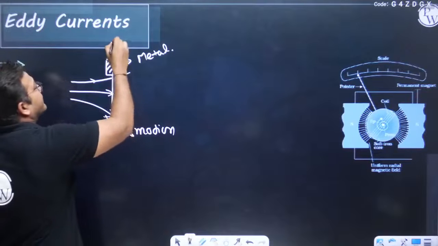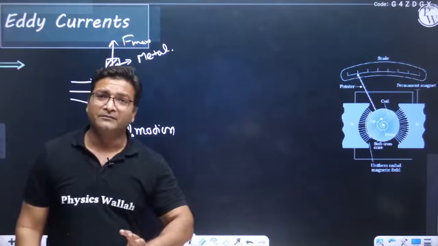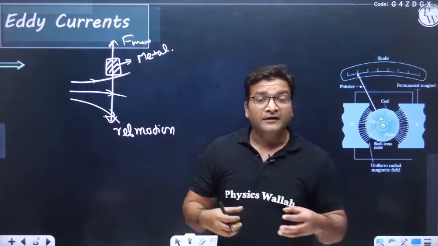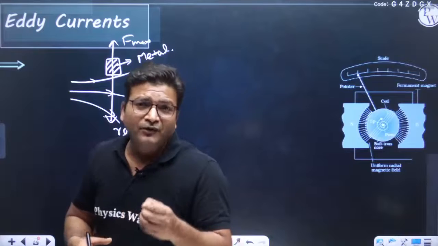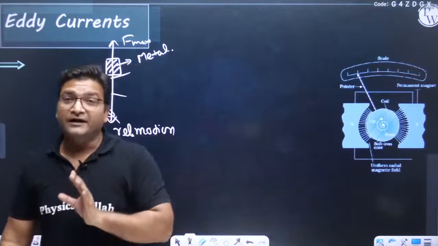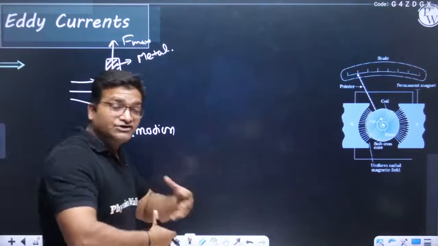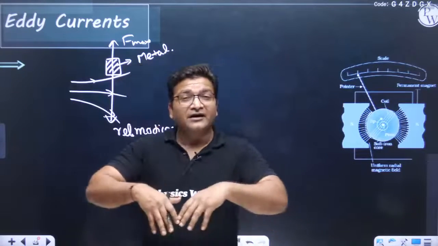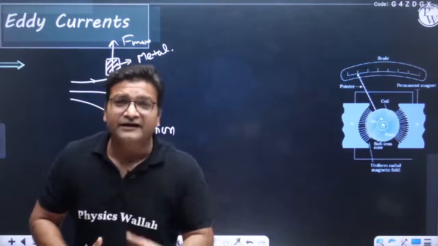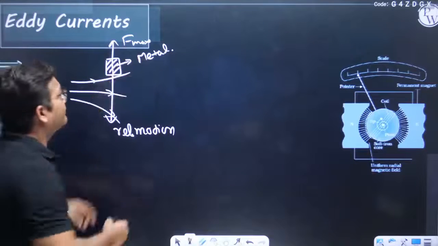The force is like this. The magnetic force is like this, according to Lenz's law, remember. So whenever a metal block or metal piece moves in a magnetic field, a force acts opposite to the relative motion, and that is because of induction of large random shaped current loops inside the metal piece. These currents are called eddy currents, and they always oppose relative motion.